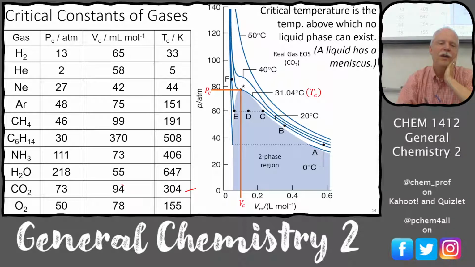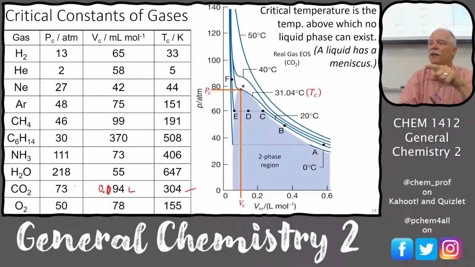We have to squeeze it pretty good. We have to get it to 94 milliliters, so that's 0.094 liters per mole. Okay, so think about a mole of an ideal gas. Remember we did that at STP all the time? A mole of ideal gas at STP was 22.4 liters. We got to squeeze this down to 0.09 liters. And we got to crank up the pressure to 73 atmospheres.